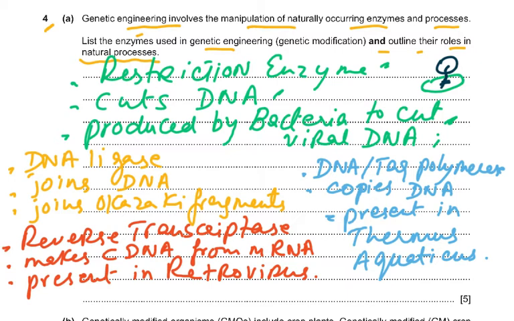I said discovered, not invented. We discovered these restriction enzymes from bacteria, and that's why they're named after the bacteria, like EcoR1, E. coli restriction enzyme 1. So restriction enzymes cut DNA; they are produced by bacteria to cut viral DNA. It is a protective mechanism, just like we have lymphocytes which make antibodies.